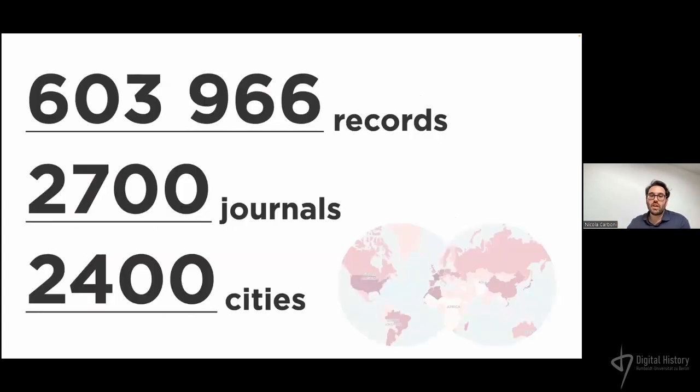But in general, we have around 600,000 records, counting more than 2,700 journals and more than 2,000 cities. And this is not the end. Actually, we are continuously working to increase the corpus.